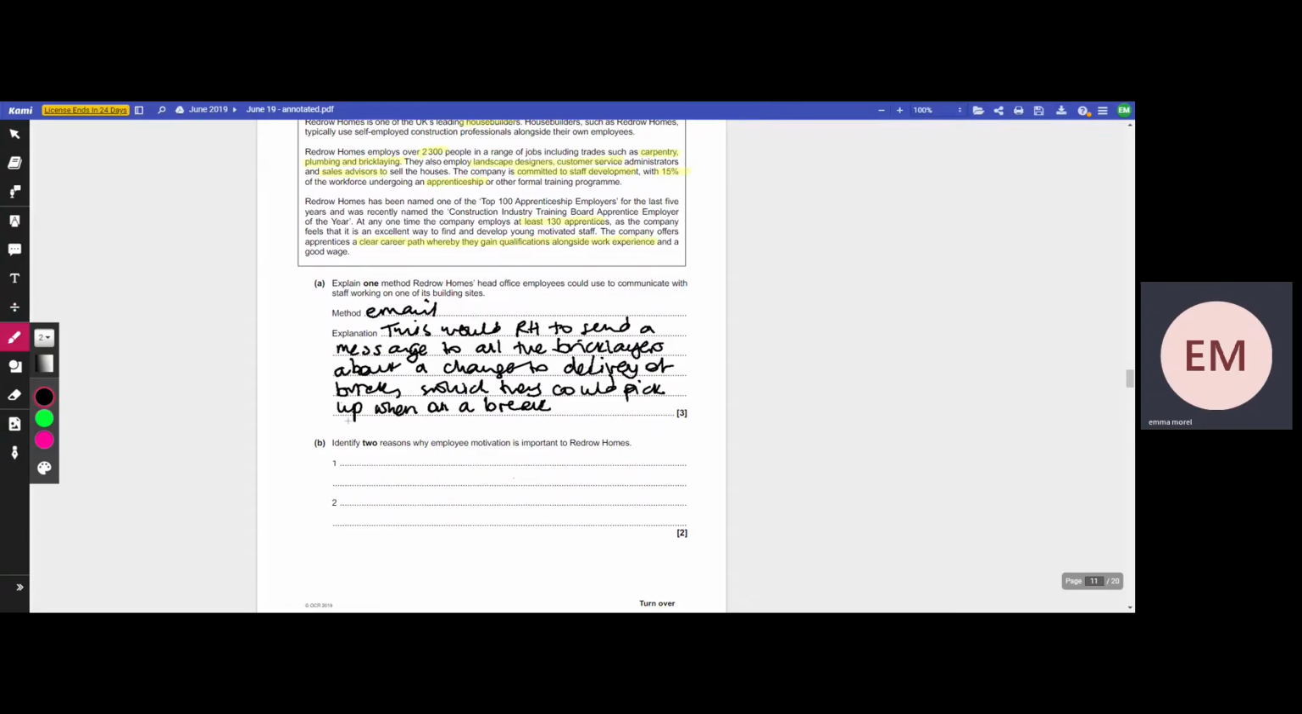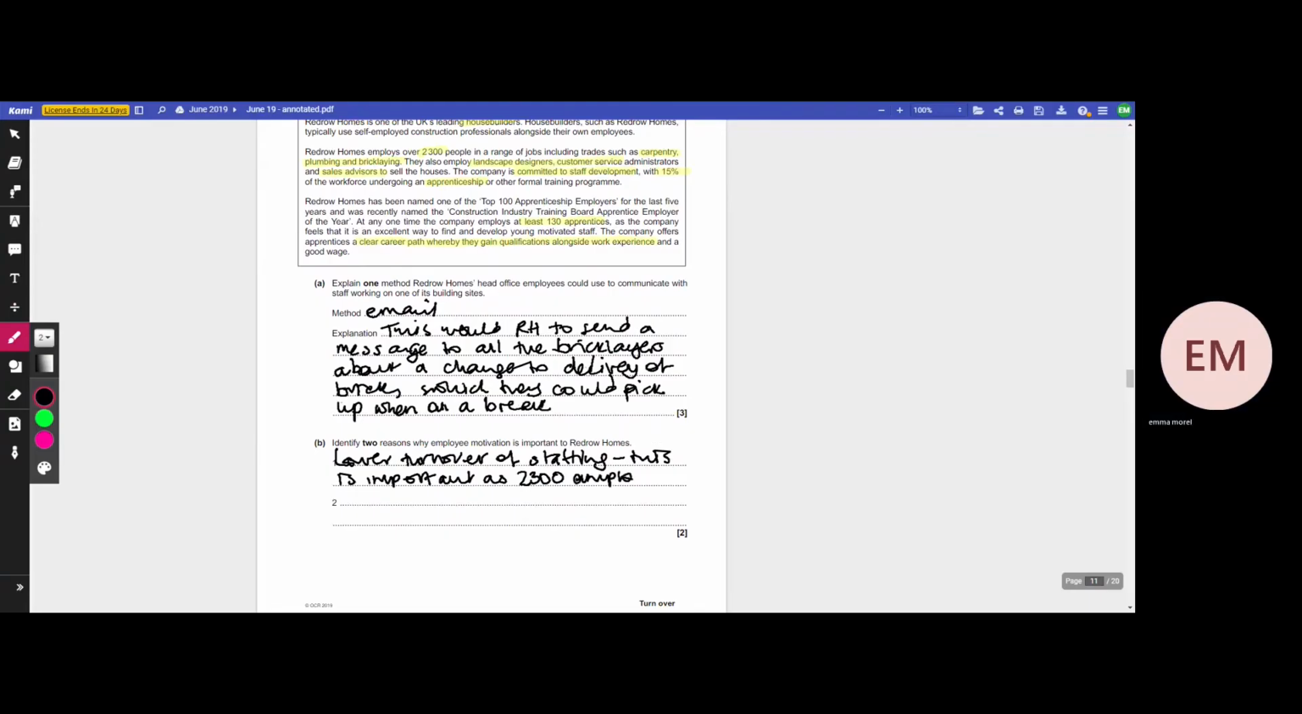So we know that employee motivation is important because we want to try and minimise staff turnover. Staff turnover costs businesses a lot of money because every time somebody leaves, they've got to advertise that job, they've got to retrain them. And so really we want to maintain as many of our staff as we can because then we're going to have a lower turnover of staff. So we want to say lower turnover of staffing. This is important as 2,300 employees are needed. So, you know, we've spotted that actually we want to keep those people, and here's our context. So if we said lots of employees, you wouldn't get the context mark, but just by putting 2,300 in, you're going to get your context mark.